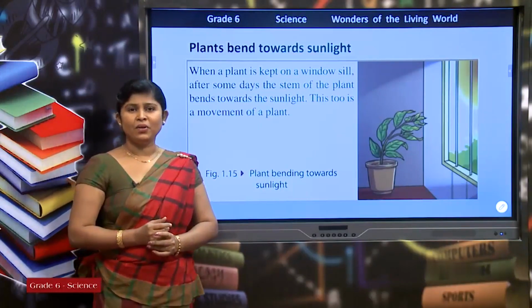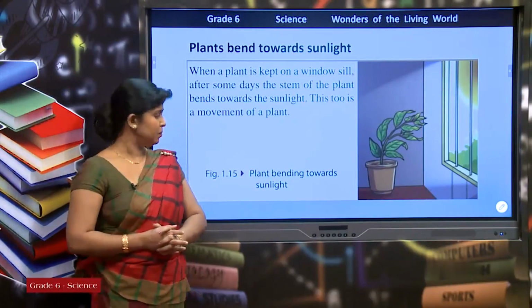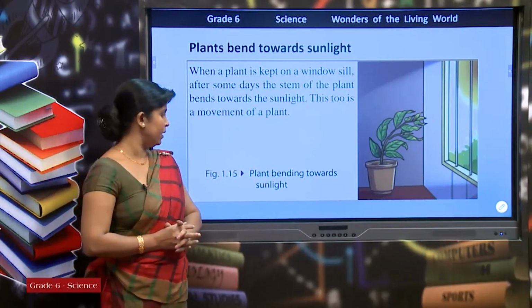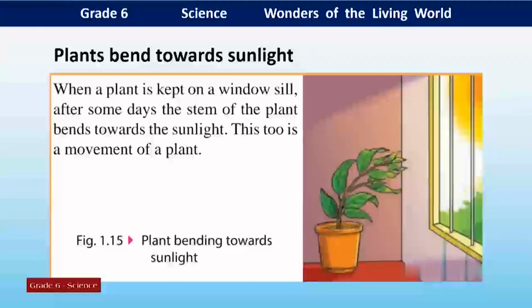I think you all have got your textbook in your hand. Please have a look at figure 1.15 in your textbook. It indicates how a plant bends towards the sunlight, right? When a plant is kept on a window sill, after some days the stem of the plant bends towards the sunlight. This too is a movement of a plant. You can see that there is a window, right? Look at the picture given on the screen.